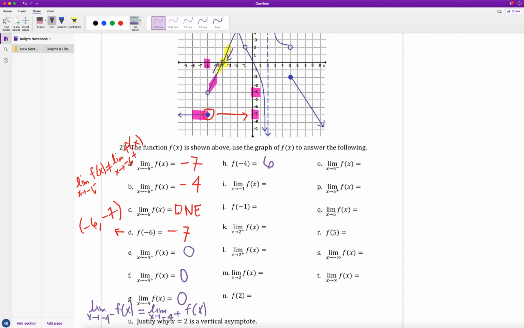Why don't you guys pause the video again and try I through N. So finish off this second column in here and then we'll check those. Okay, let's check I through N.